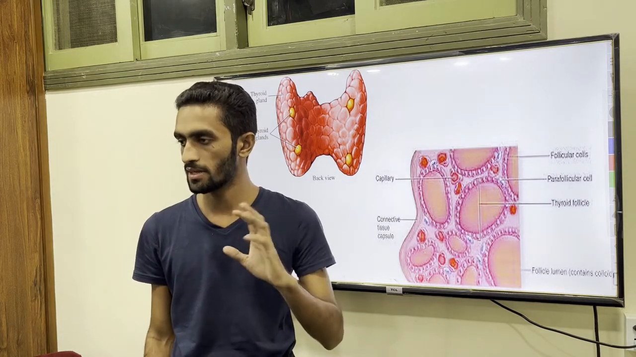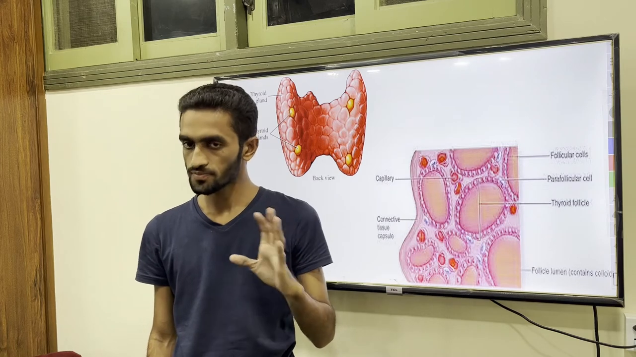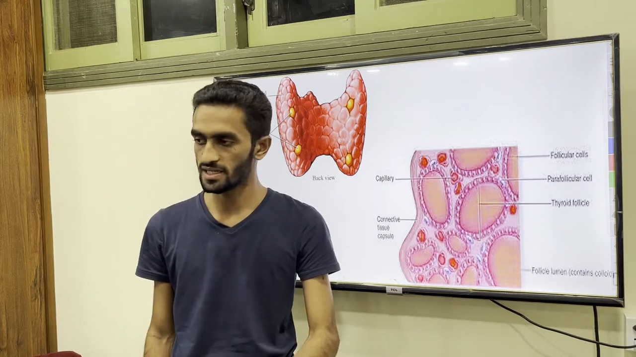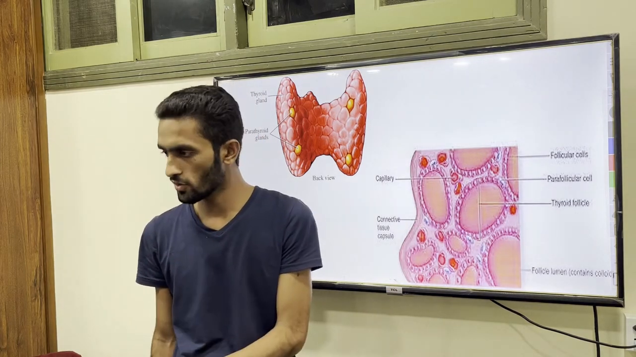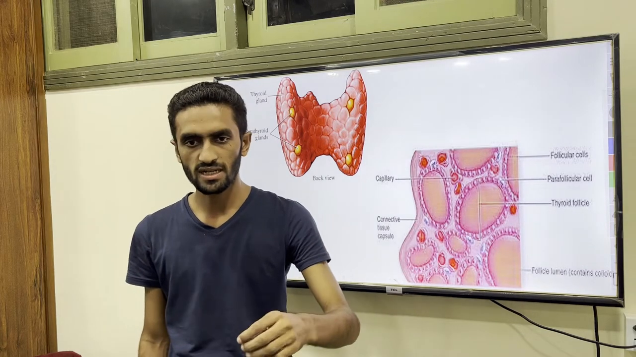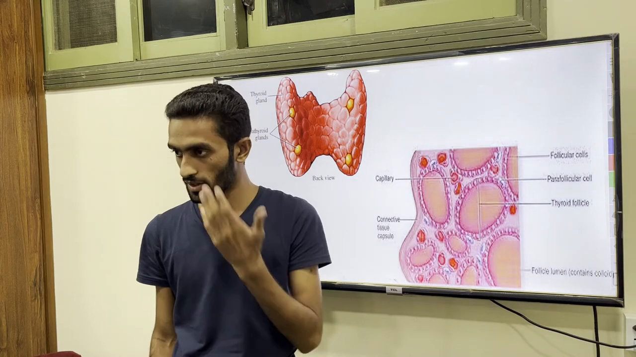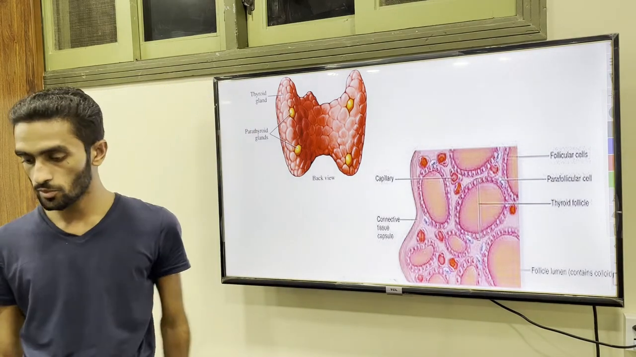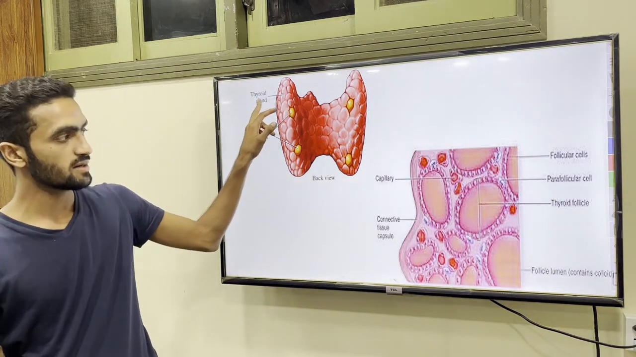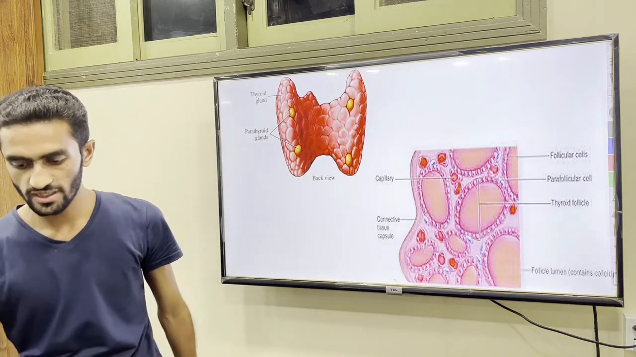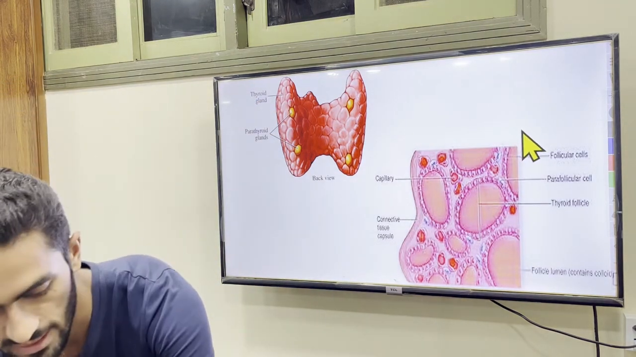The other hormone is calcitonin. It is not that important in homeostasis, though it also has a role. If you lose calcitonin, it is not a life threat. But parathyroid hormone is the important one. So the thyroid gland has two cell types: one is the follicular cell, the other is the parafollicular cell.